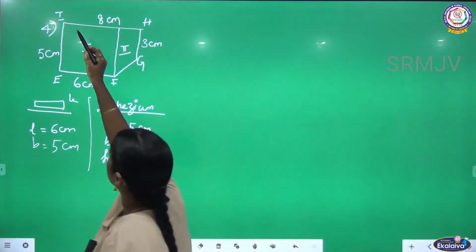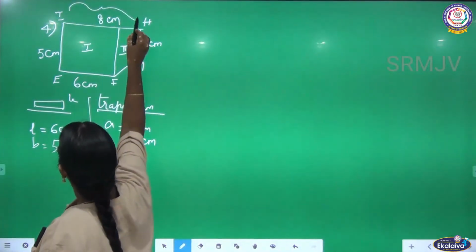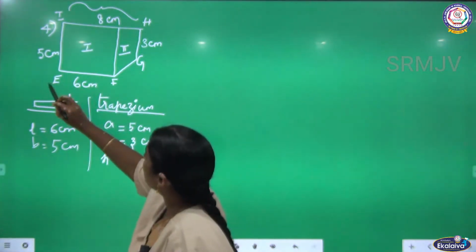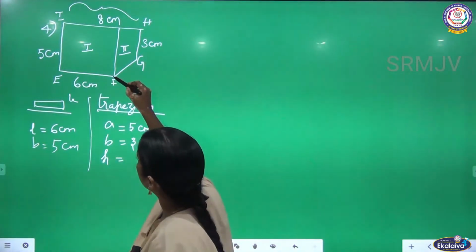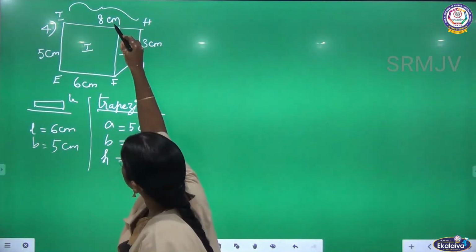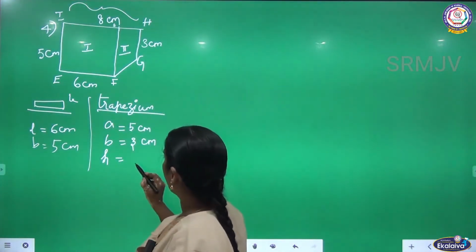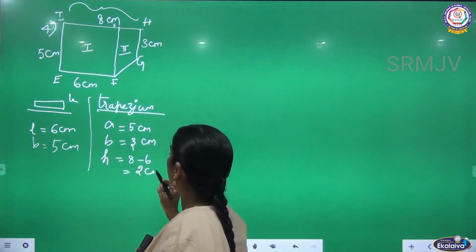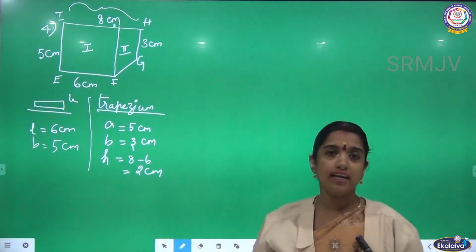See this, the whole line segment is 8 centimeter. In a rectangle, the opposite sides are equal. From this part to this part is 6 centimeter. So what do I have to do? 8 minus 6, which is 2 centimeter. Can you clear this, children?